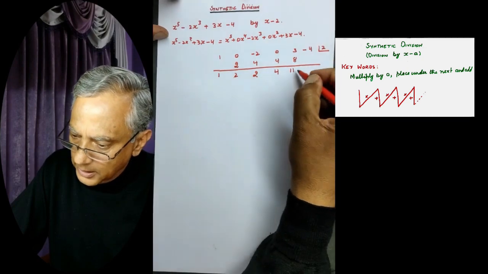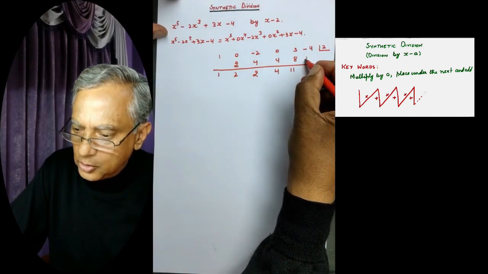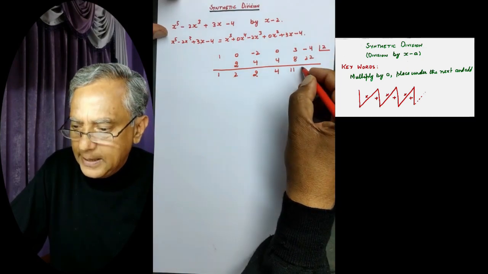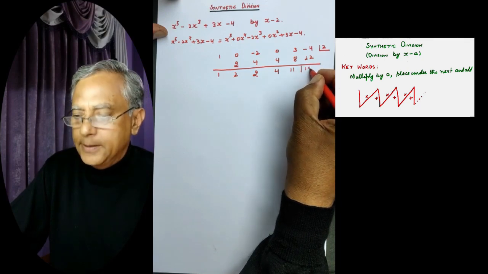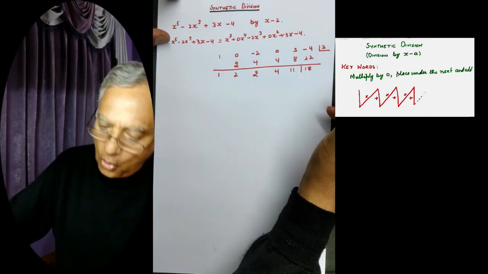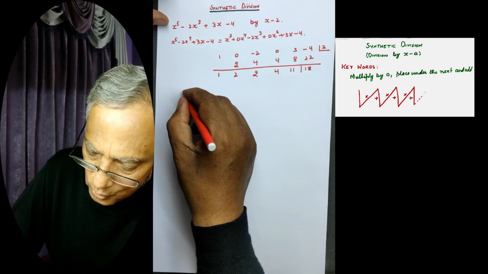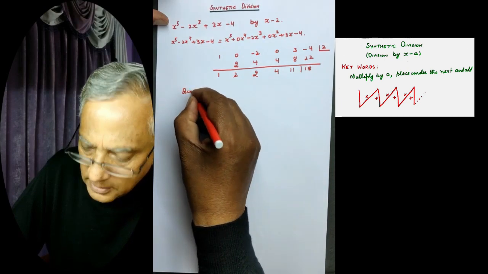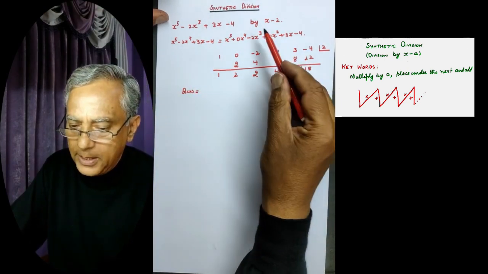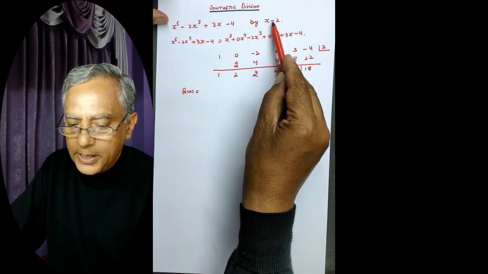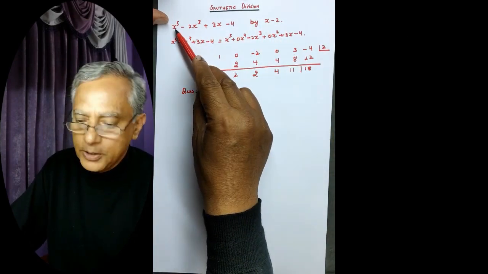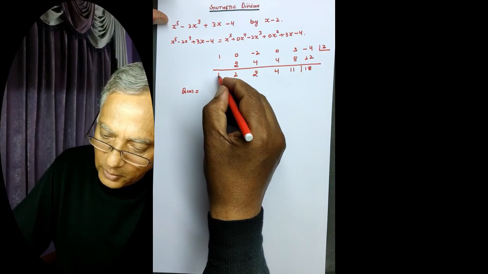And 11 into 2 is 22, place under the next and add. We get 18. So the quotient is, if we divide this polynomial by x minus 2, the quotient will be x to the power of 4. So this is the quotient of x to the power of 4.